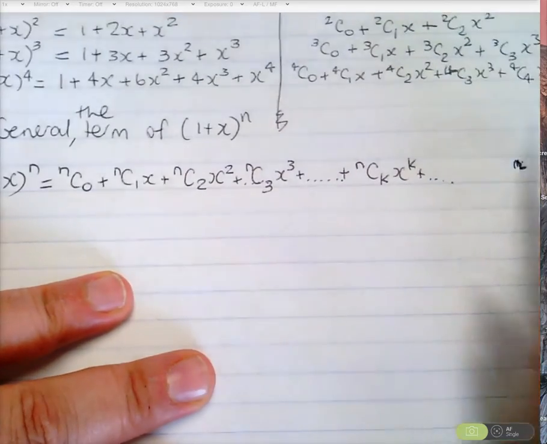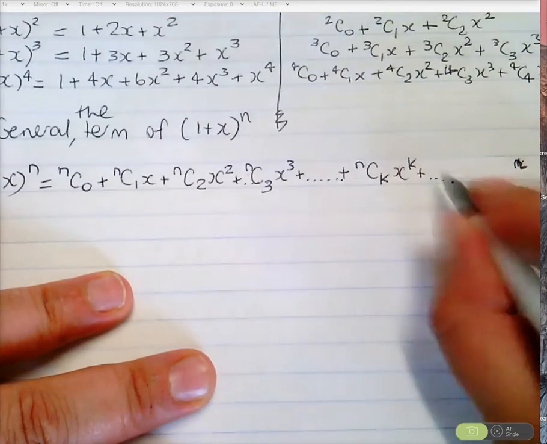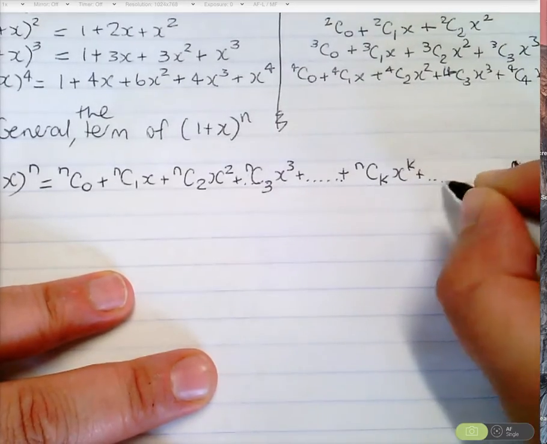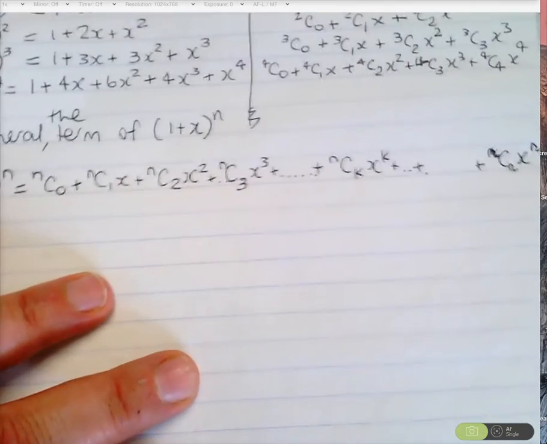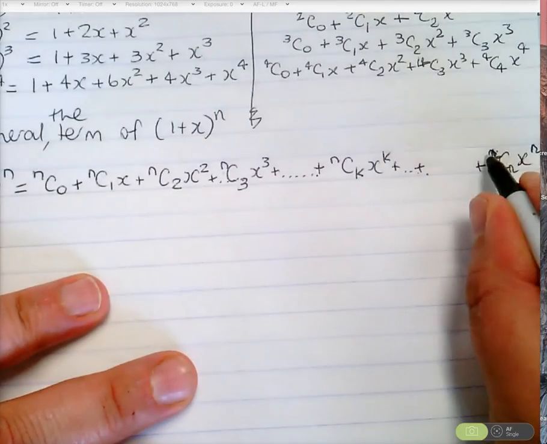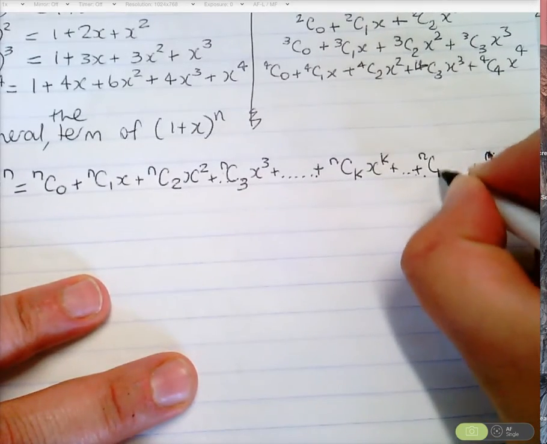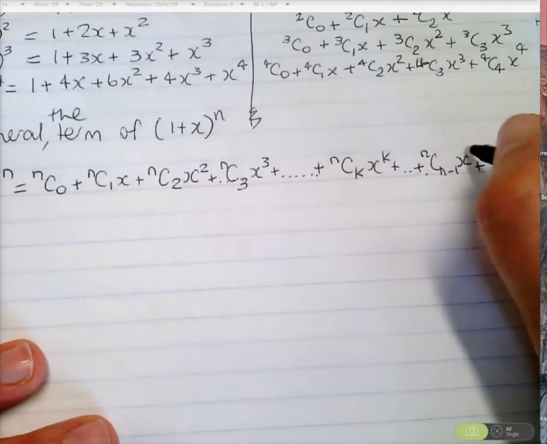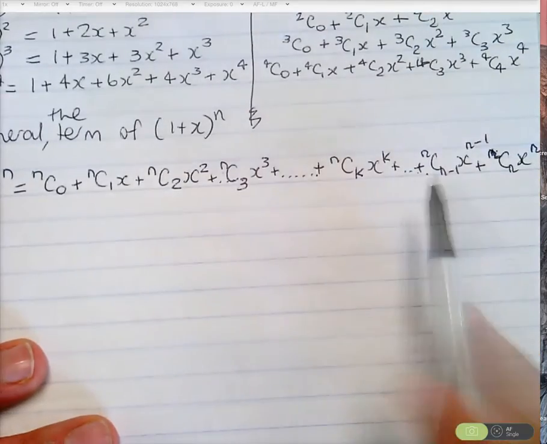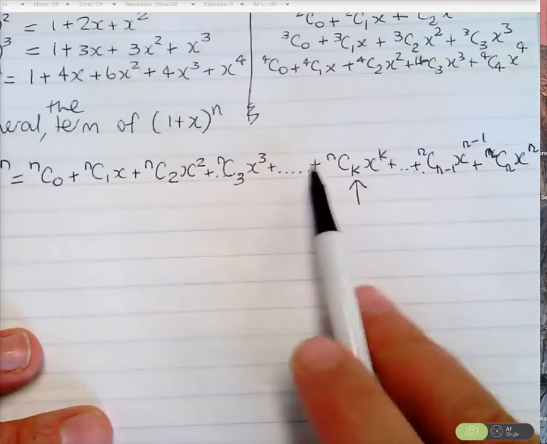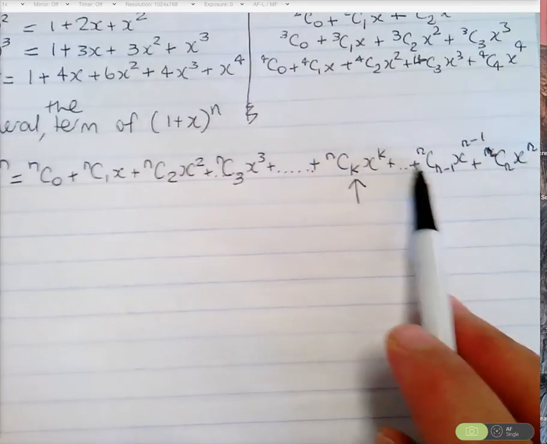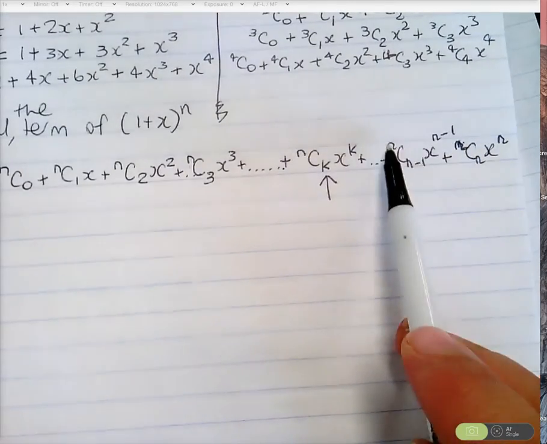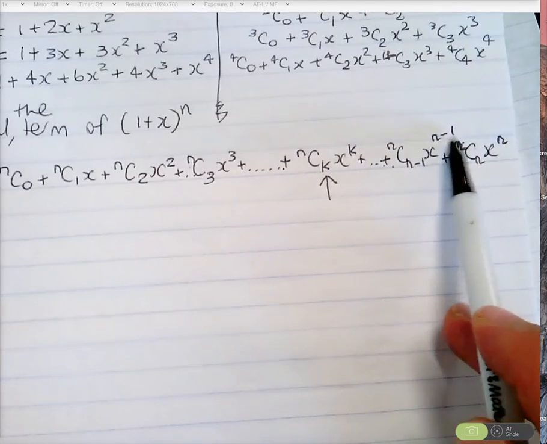Well, look here, 4C4x to the 4. What's my last term? nCn x to the n. What's my second last term? nC(n minus 1) x to the n minus 1. So girls, this is just any term in the middle, nCk x to the k. Remember the n is always the same on top. If that's nCn x to the n, this is nC(n minus 1) x to the n minus 1.